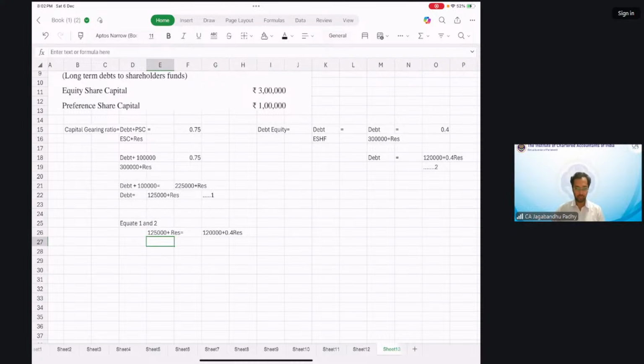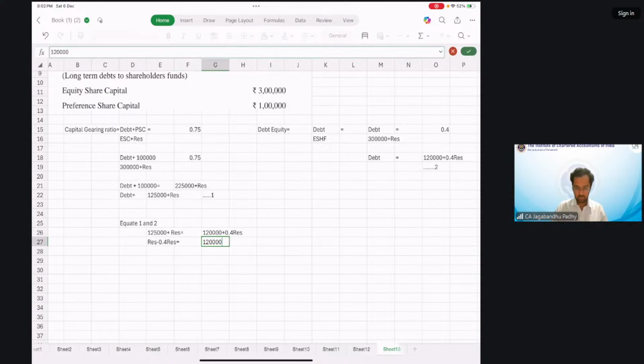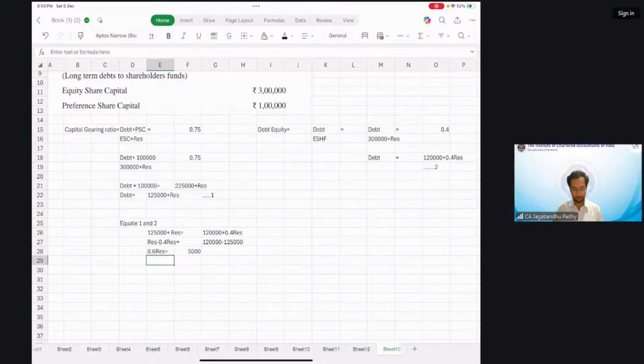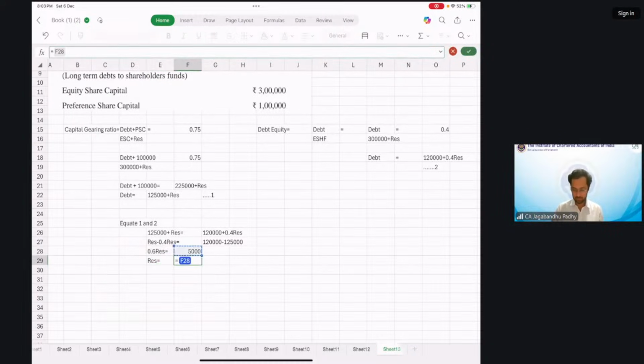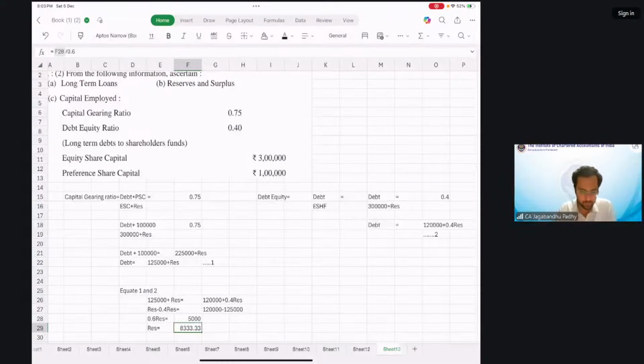So we may have, like, reserves minus 0.4 reserves is equal to 1,20,000 minus 1,25,000. So it's like 0.6 reserves is equal to 5,000. So the value of reserves is 5,000 divided by 0.6. No, there is some problem over here. I think there is some problem.